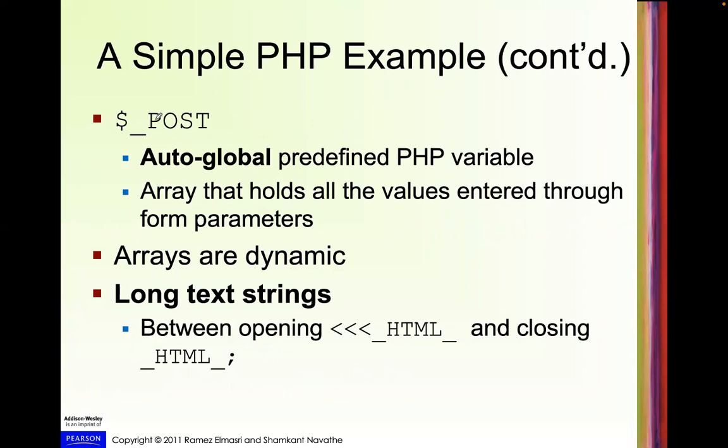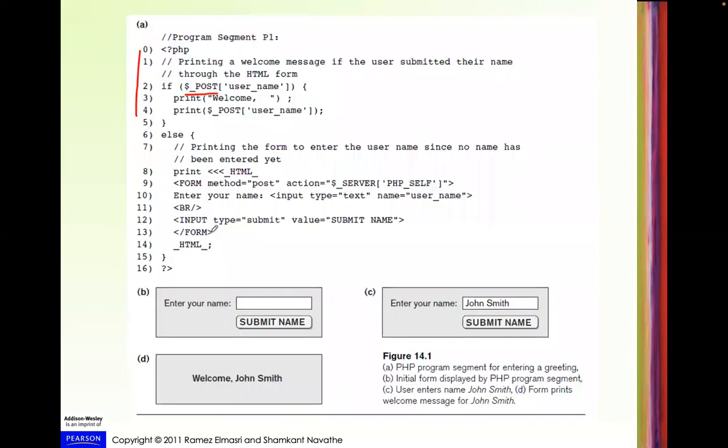So any variable in PHP actually starts with this dollar symbol. So $_POST is an auto global predefined PHP variable, and it's actually an array. That will hold all the values entered through the form parameter. So let's say in your page you have just one input, one text field here. You can enter one text here, and you can click submit.